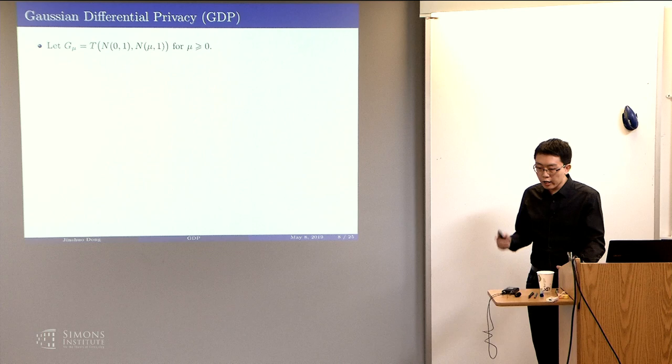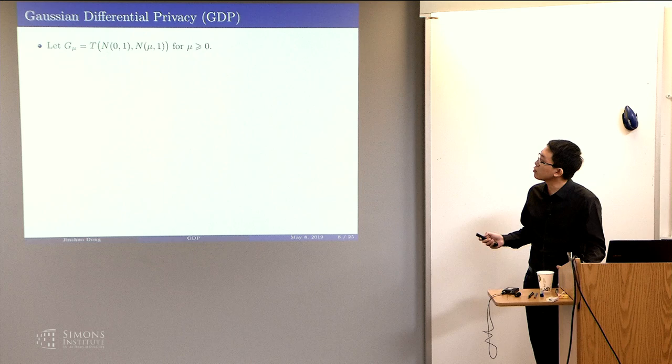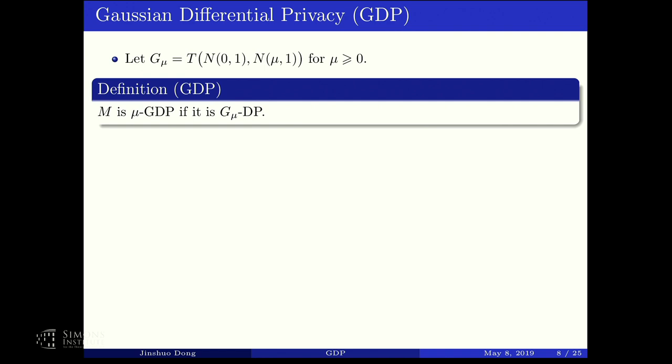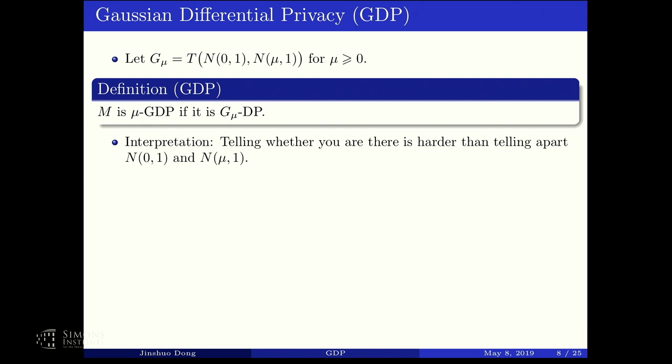Okay, so what is GDP? It results from taking f to be a particular trade-off function, the testing problem of normal zero, one versus normal mu, one. I'll call this function G sub mu. It's still a function. The definition is, M is mu-GDP if it's G_mu-DP. Do you see how commutative it is? That is the algebraic thing I mentioned. No, I'm kidding. So the interpretation is even nicer. Telling whether you are inside is harder than telling apart normal zero, one and normal mu, one.